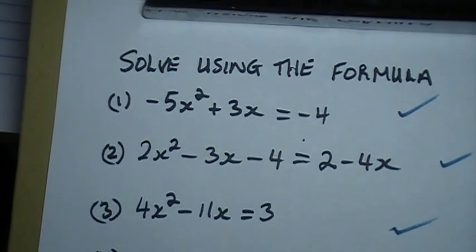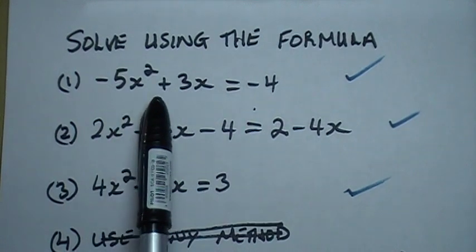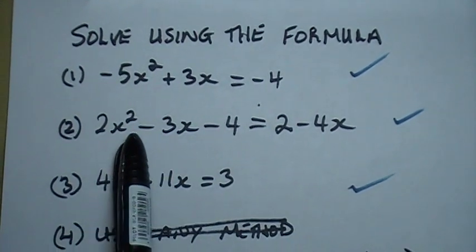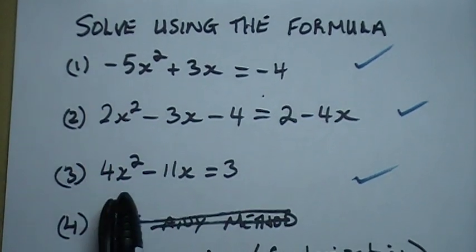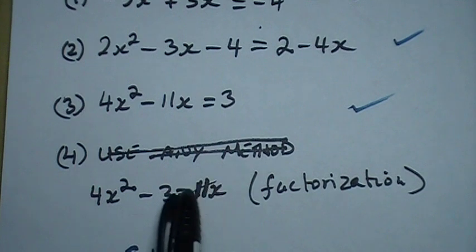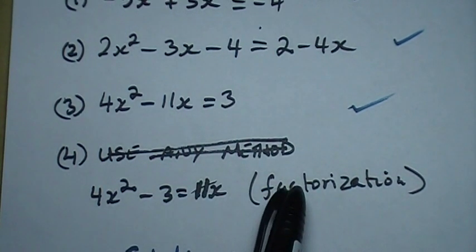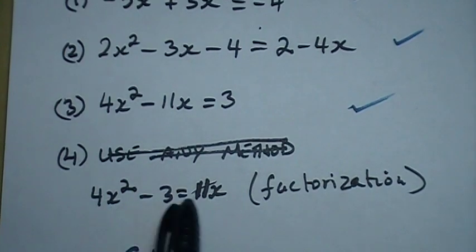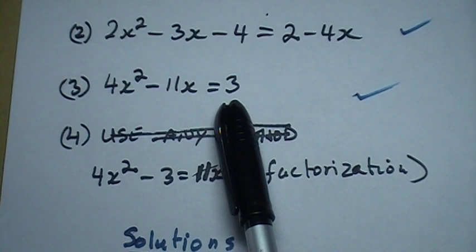Okay, so here's the assignment. Solve using the formula. Negative 5x squared plus 3x equal negative 4. 2x squared minus 3x minus 4 equal 2 minus 4x. 4x squared minus 11x equal 3. And this one I was thinking to use any method, but use factorization, not the formula, to solve this one. And then compare answer with number 3.